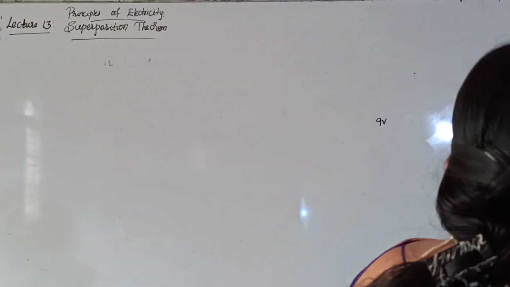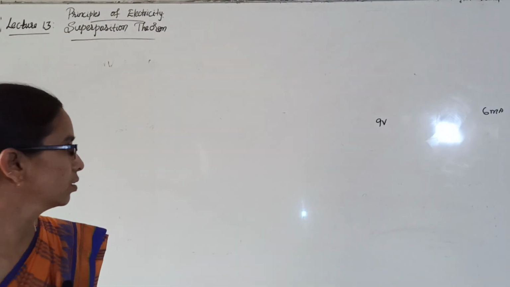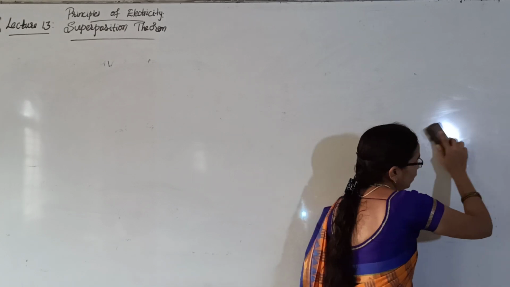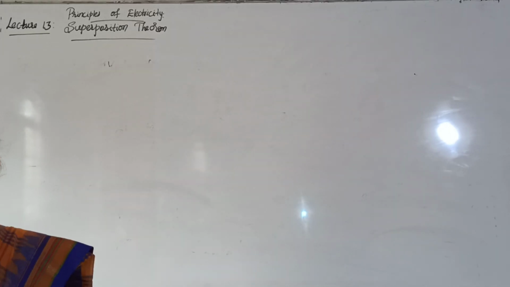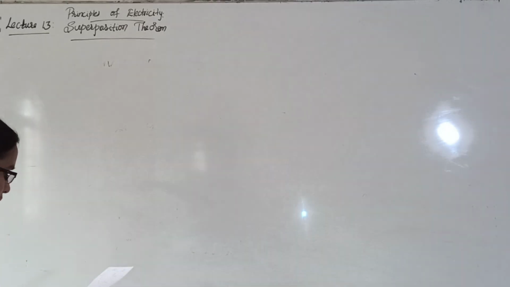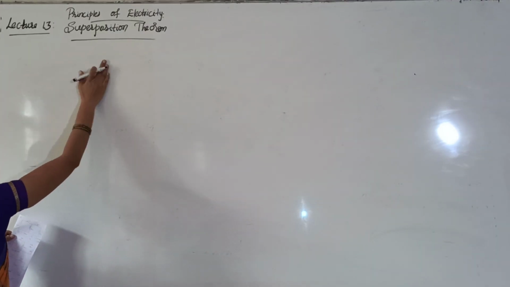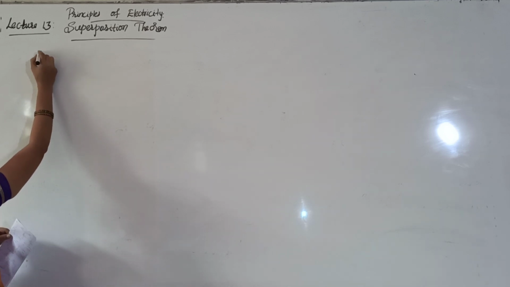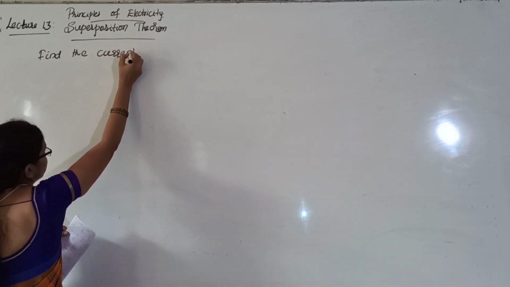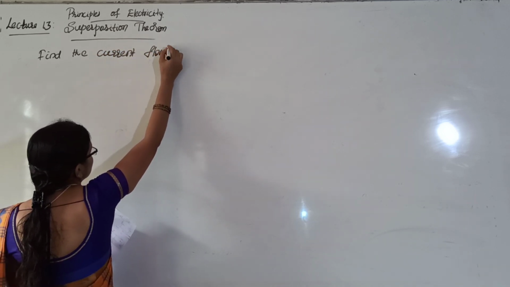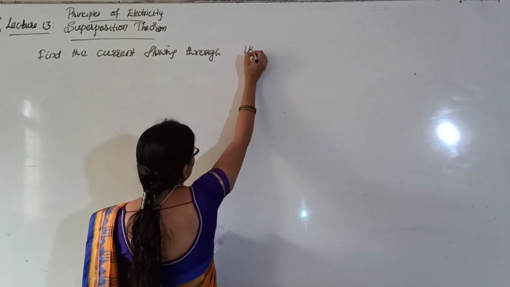These are the problems I have collected. So these were from the textbook problems. Now I have some more problems. Let's calculate that. Write down. Find the current flowing through the 1 kilo ohm resistor.